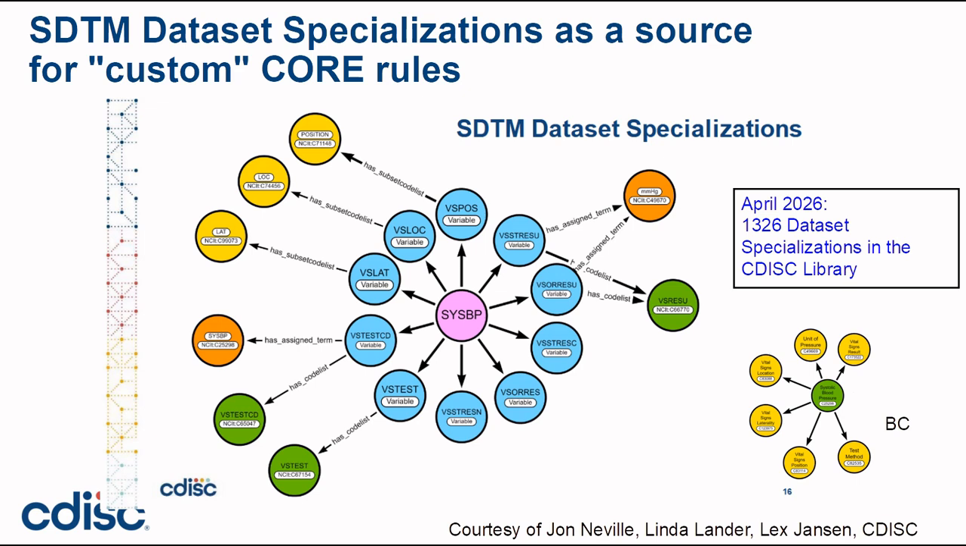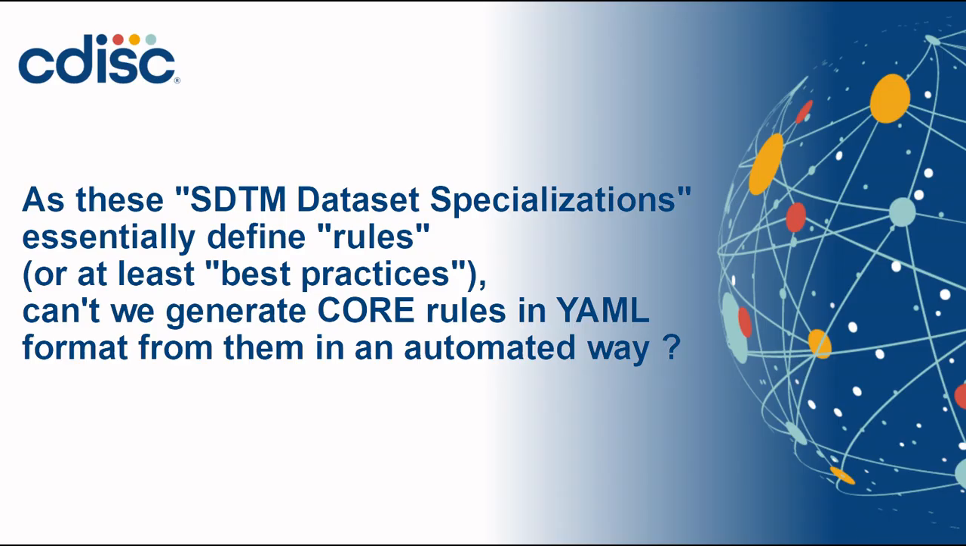In April 2026, the CDISC Library contained 1,326 such dataset specializations, which we can retrieve using the API. Essentially, all these SDTM dataset specializations can be seen as defining rules, or at least best practices. So I was wondering, can't we generate custom rules from them in an automated way? The answer is of course yes, otherwise I wouldn't be standing here.